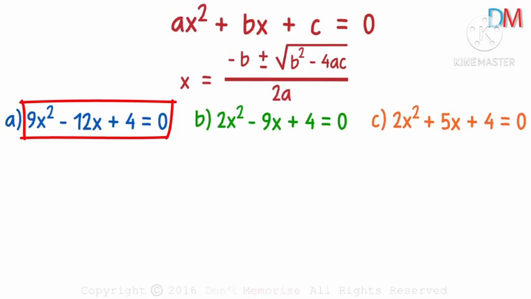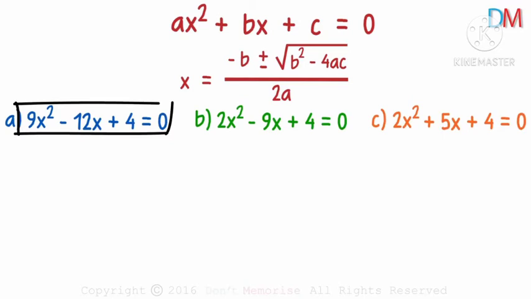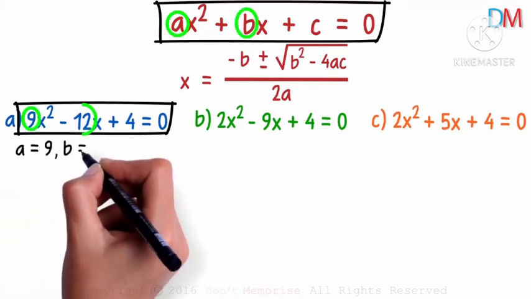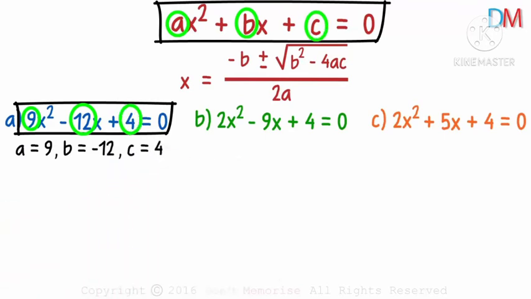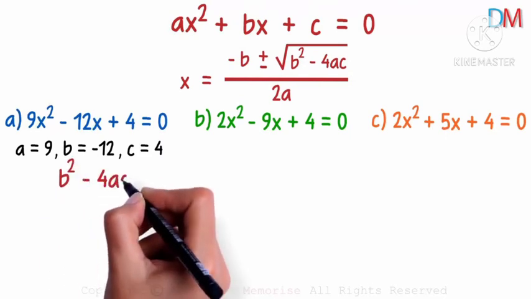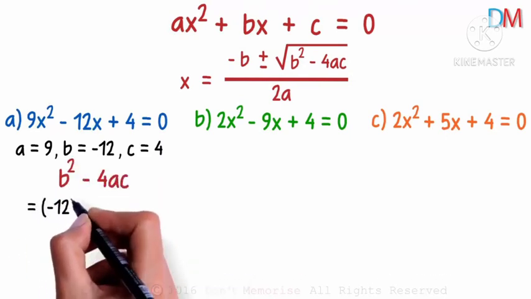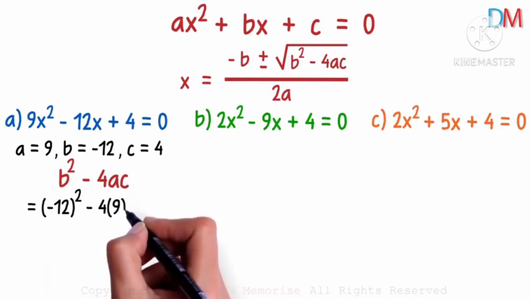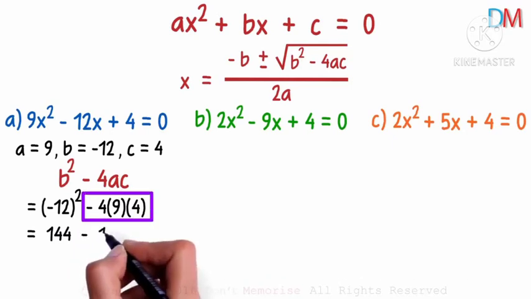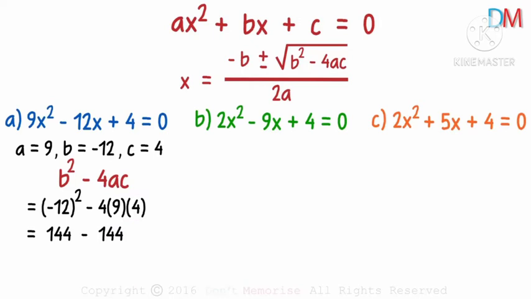The first thing we need to do is find the values of a, b and c. Comparing the first equation with the general form, we get the value of a as 9, b as -12 and c as 4. Now it's easy to calculate the value of b squared minus 4ac. It will equal -12 squared minus 4 times 9 times 4. -12 squared is 144 and 4 times 9 times 4 is also 144. So we get the value of the discriminant as 0.